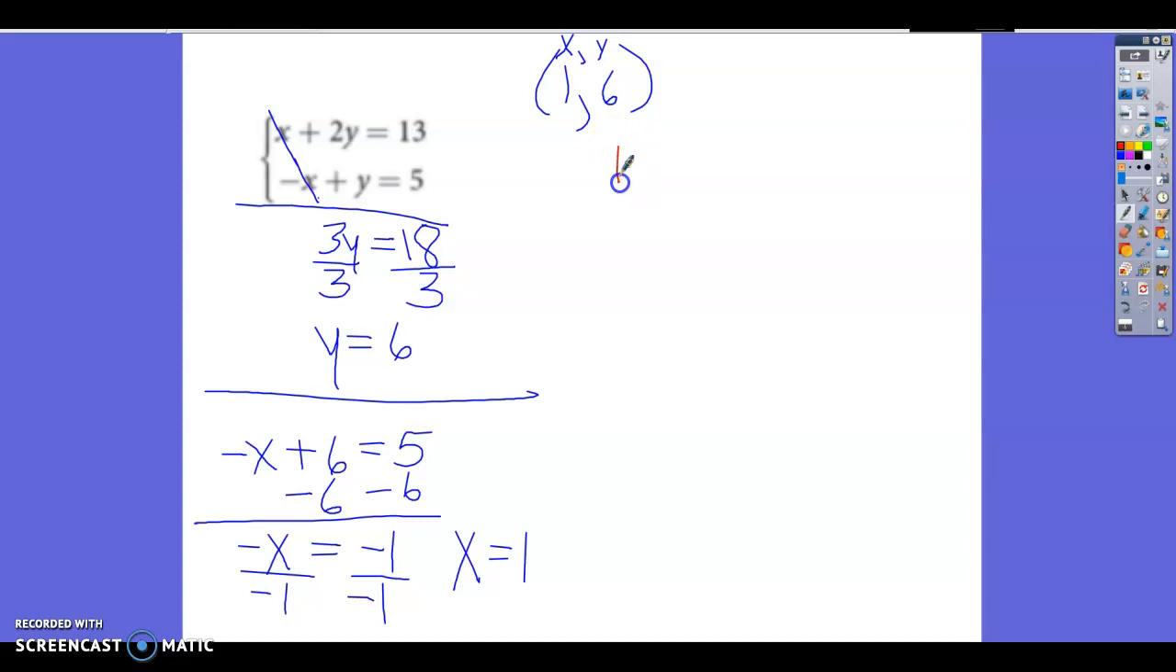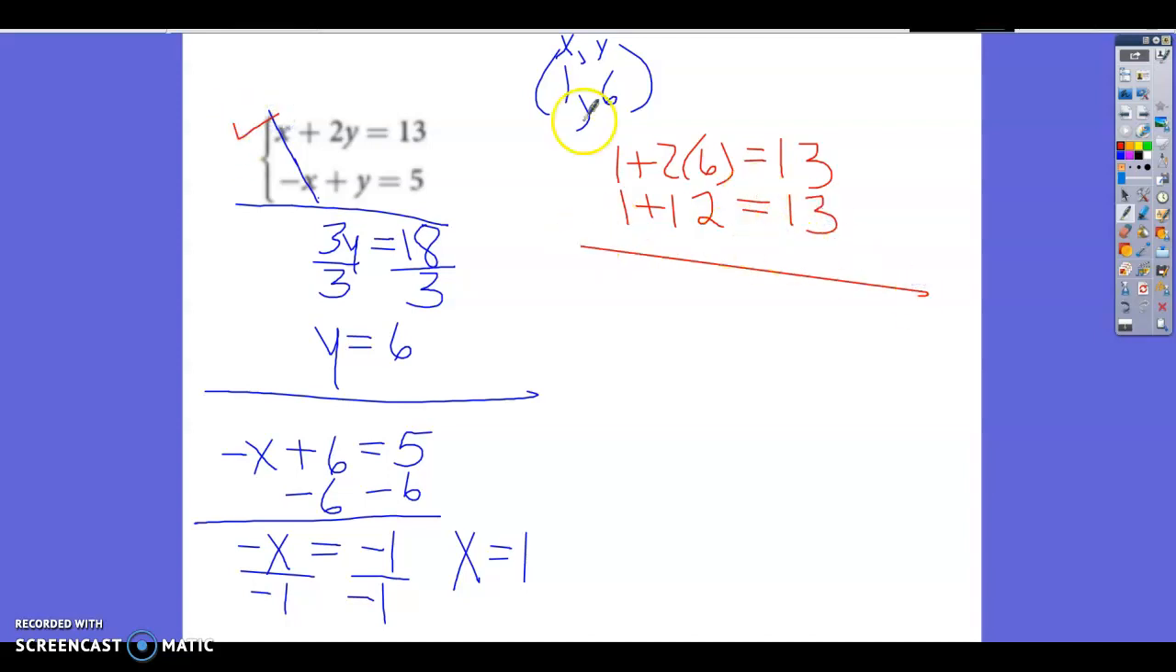I'm going to plug in 1 plus 2 times 6. y is 6. Does that equal 13? 1 plus 12 is 13, so that works. Now I'll check it for the next equation. Negative 1 plus y, does that equal 5? Negative 1 plus 6 is 5. 5 equals 5, so it does work for that one as well. If you graph these, you would see that the intersection would be (1, 6).